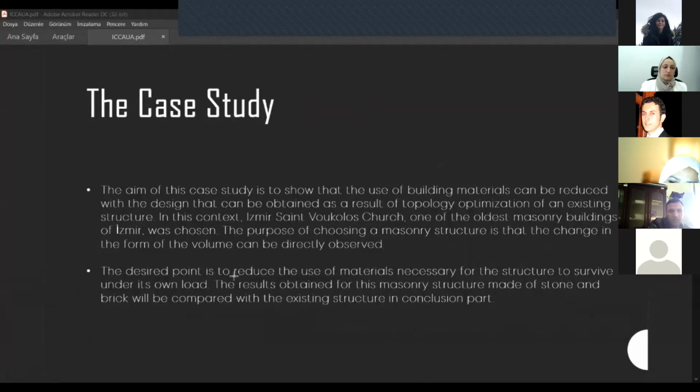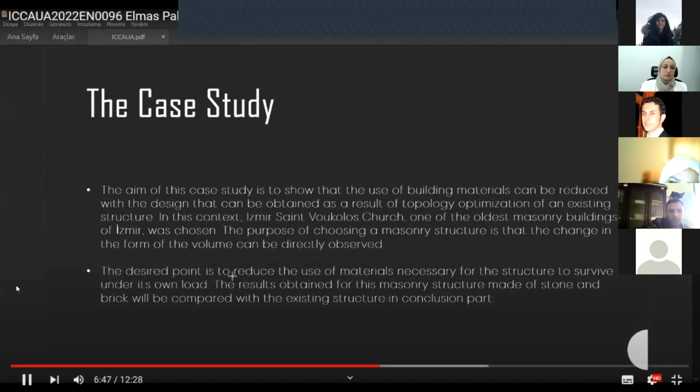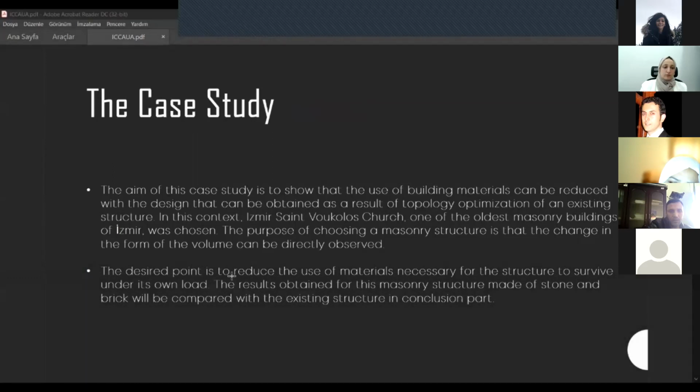As explained in the beginning of the presentation, the aim of this case study is to show that the use of building materials can be reduced with the design that can be obtained as a result of topology optimization of an existing structure. In this context, İzmir St. Nicholas Church, one of the oldest masonry buildings of Izmir, was chosen. The purpose of choosing a masonry structure is that the change in the form of the building can be directly observed. The desired point is to reduce the use of materials necessary for the structure to survive under its own load.